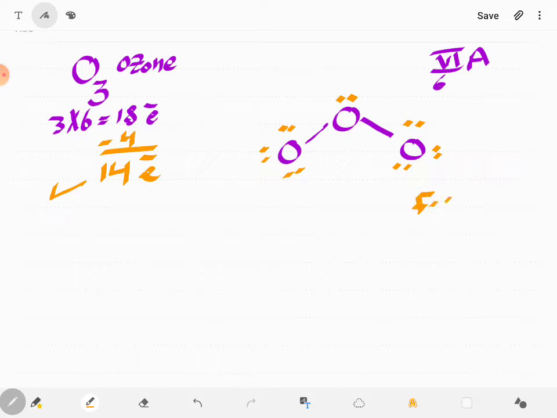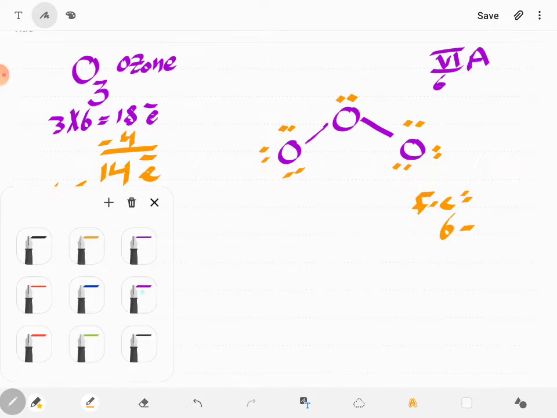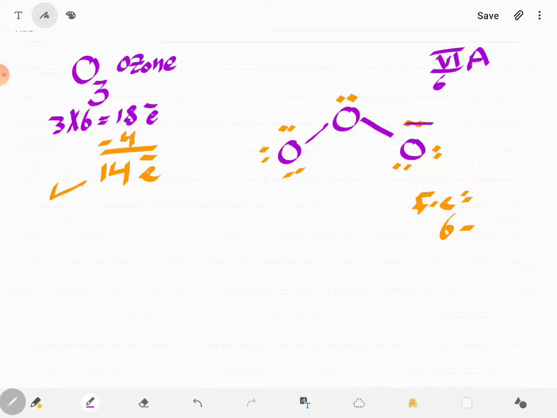Formal charge for the external oxygens. Here I have 6 minus... just to see where it is, 1, 2, 3, 4, 5, 6, and here is just 7. Only this one. So 6 minus 7 equals minus 1. So it has minus 1 here and minus 1 here.